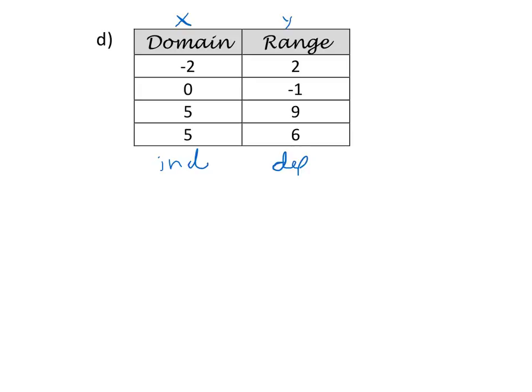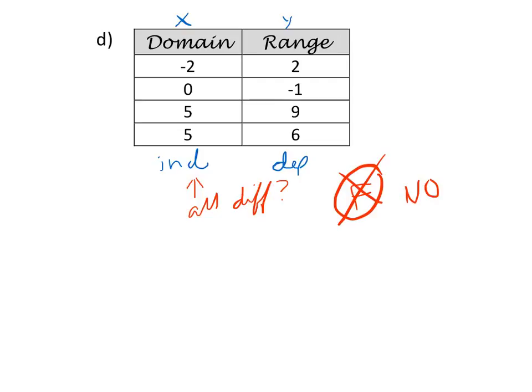And we said for this to be a function, we cannot repeat, so the x values all must be different. Is that true? We have a -2, a 0, a 5, and a 5. So is this a function? No. It does not pass the vertical line test because we have the same value for x show up more than once.